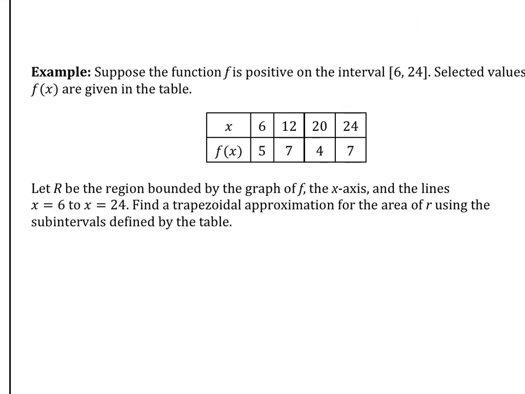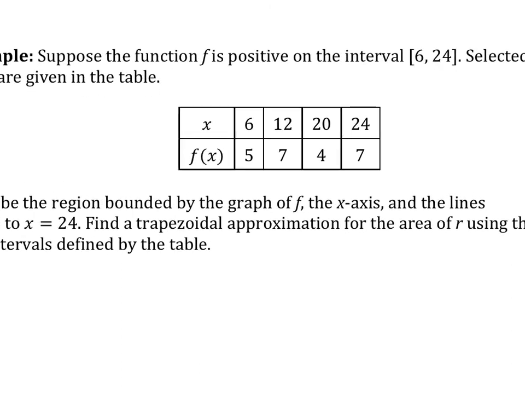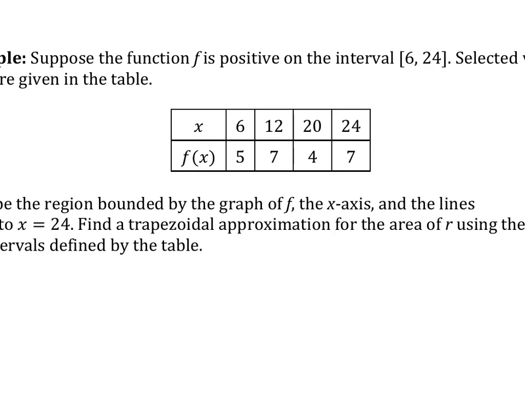This is a very typical problem where you have a table. They give you a table from x equals 6 to 24. Only selected values are seen. They say that R is a region bounded by the graph of f, x-axis, and the lines x equals 4 to 24. Find a trapezoidal approximation of the area of R. What's R? A region? Oh, sorry. Yes, you're right. Then it should be a big R. Using the subintervals defined by the table.